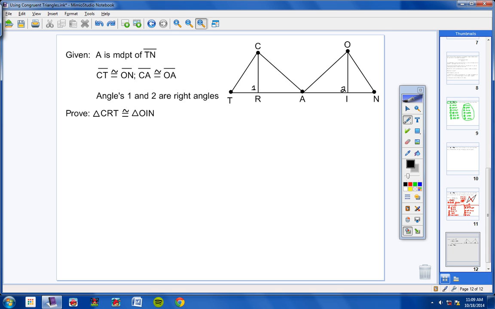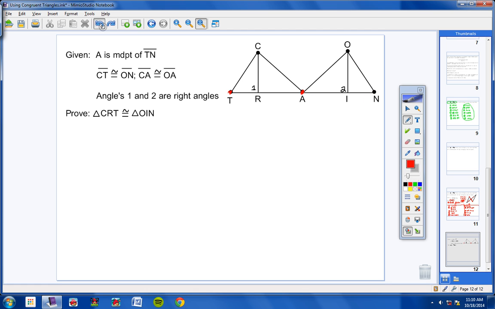Okay, students, here we go. Now, please listen carefully. The first thing we do is we take our given and we put it on our figure. So here we go. A is the midpoint of TN. Now, this is a problem. So please watch carefully. A is right in the middle of TN. So I know that TA is congruent to AN.